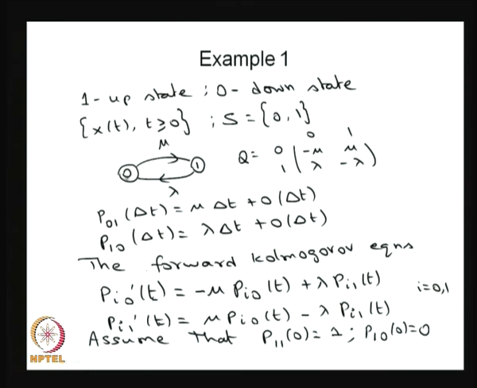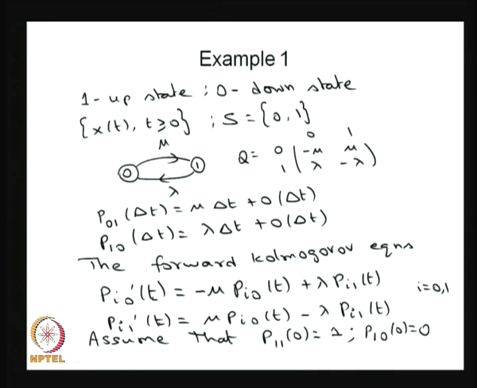So 0 is related to the down state and 1 is related to the up state. 1 by mu is the mean time for the repair, and 1 by lambda is the mean time to failure. The failure time is exponentially distributed with the parameter lambda, and the repair time is exponentially distributed with the parameter mu. This is the state transition diagram for the two state CTMC.